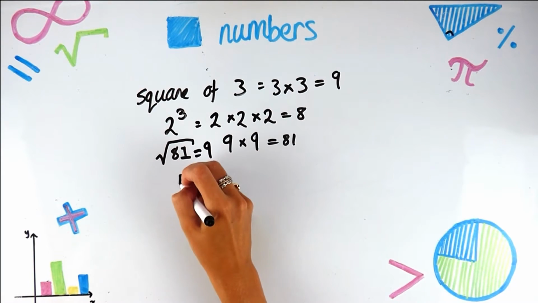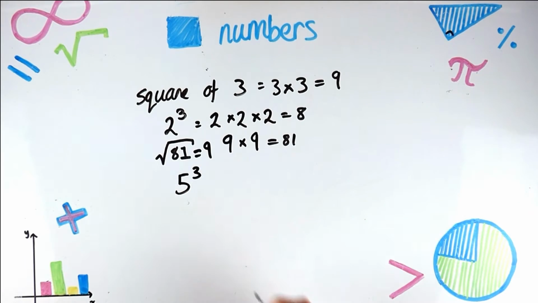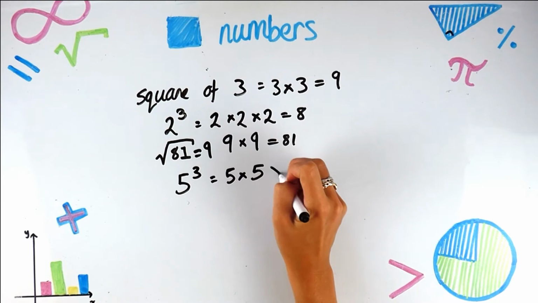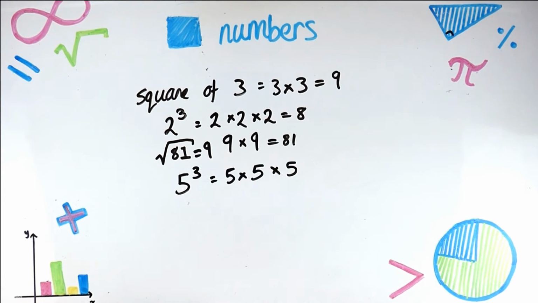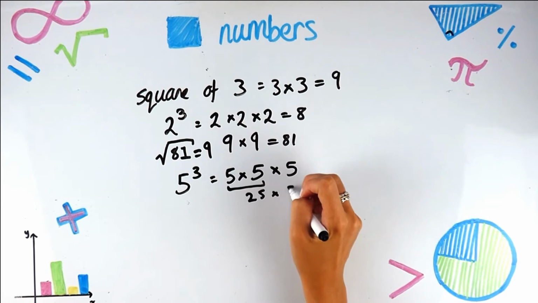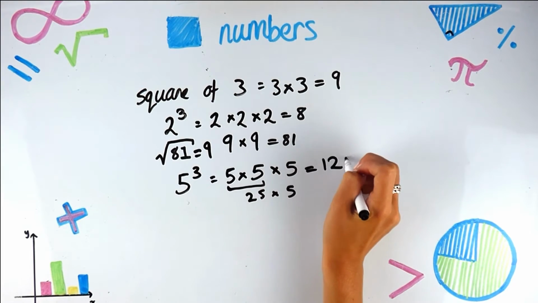Just another cubed example: 5 cubed. We know that is 5 multiplied by 5, and again multiplied by 5. This bit we know is 25, multiplied by 5 is 125.